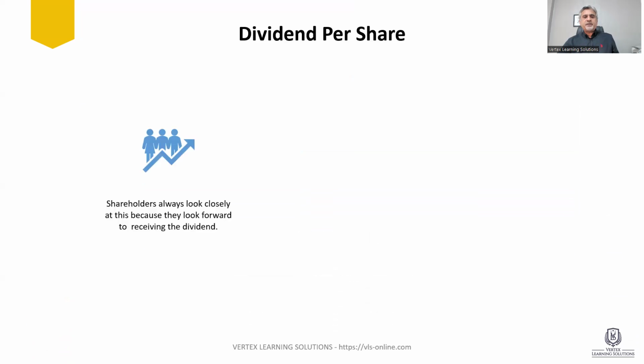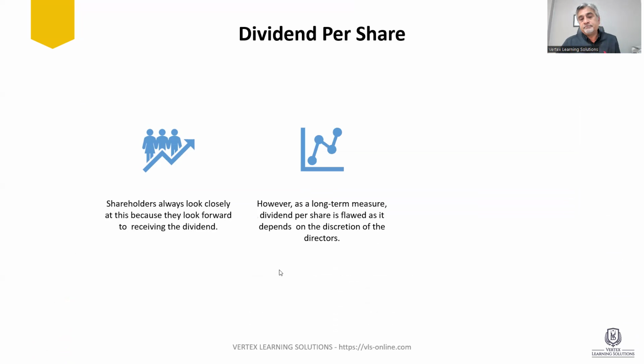So dividend per share, shareholders always look closely at this because they look forward to receiving the dividend. Yes, they are looking at, okay, you made $2 EPS. How much dividend are you going to give? However, as a long-term measure, dividend per share is flawed as it depends on the discretion of the directors. So what does that mean?